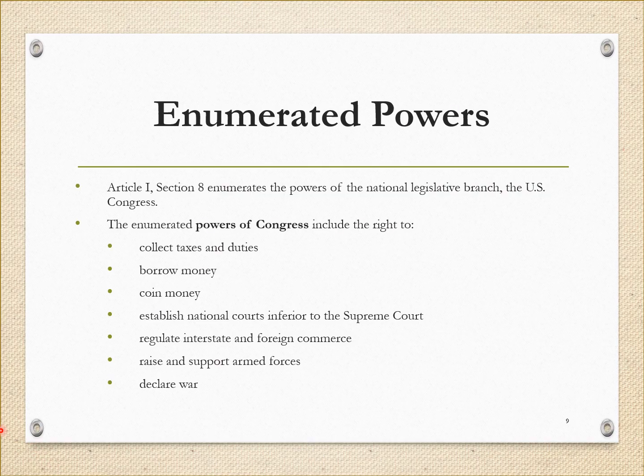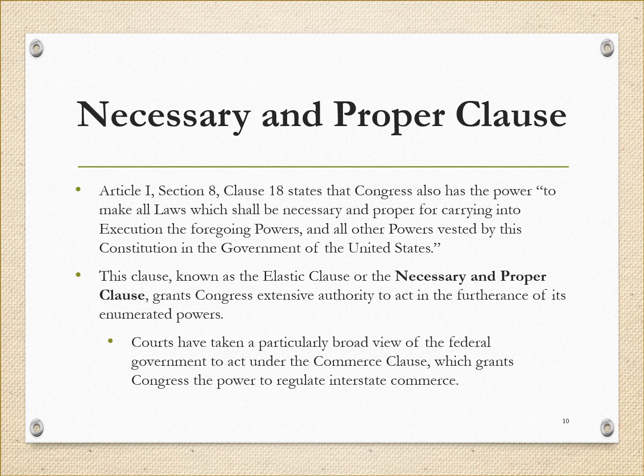So again, the enumerated powers are those that are expressly stated, and under the enumerated powers, it's also necessary for us to talk about a special clause in the Constitution. Article 1, Section 8, Clause 18 states that Congress also has the power to make all laws which shall be necessary and proper for carrying into execution the foregoing powers, and all other powers vested by the Constitution in the government of the United States. So this right here is what that clause states.